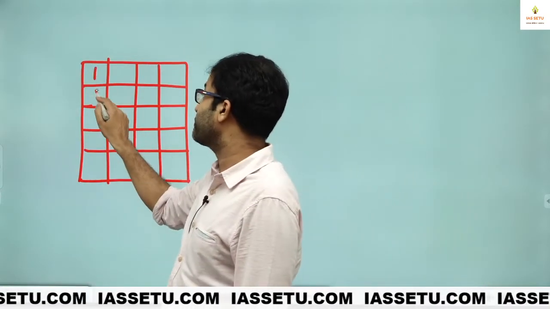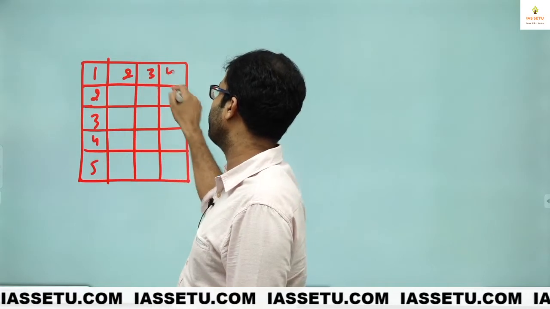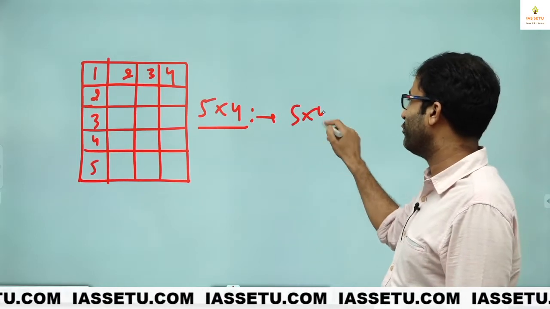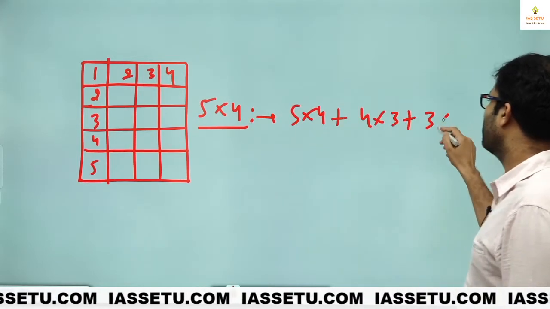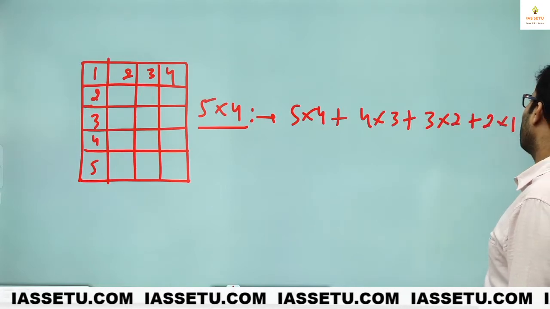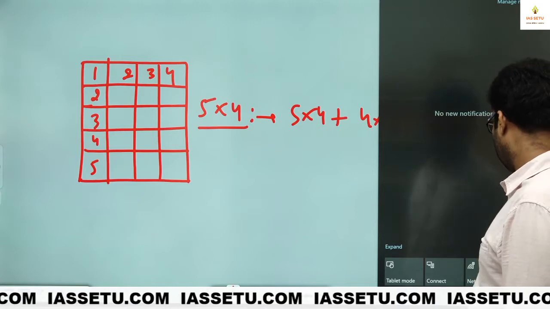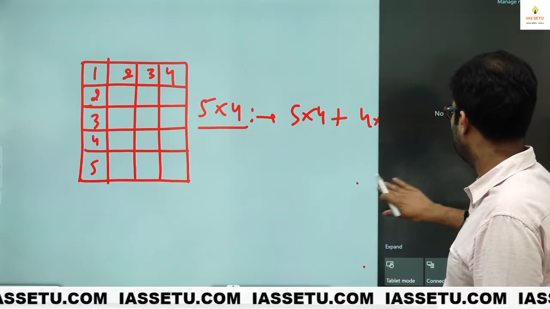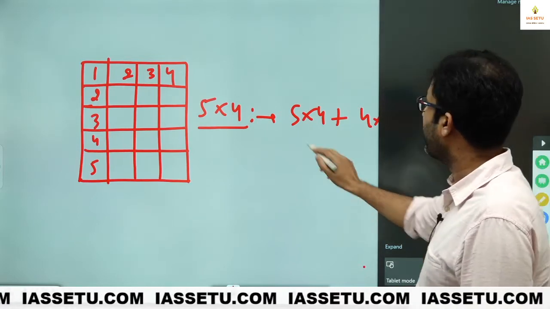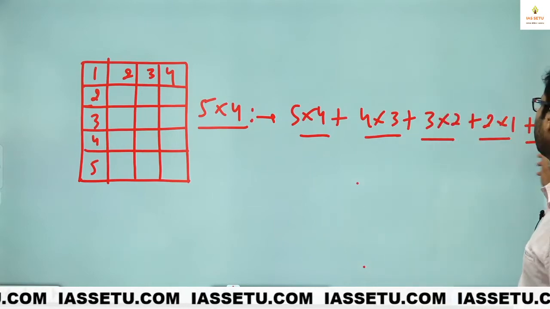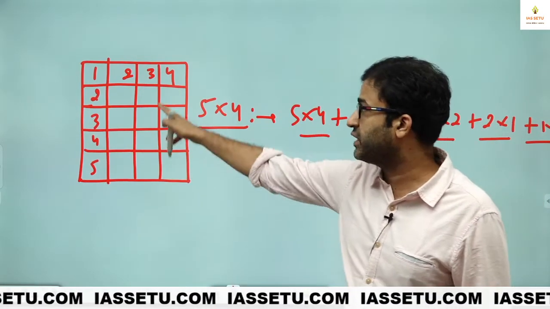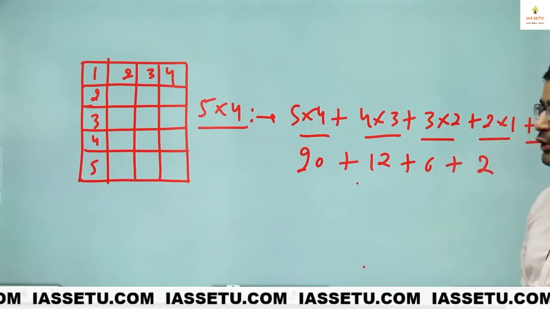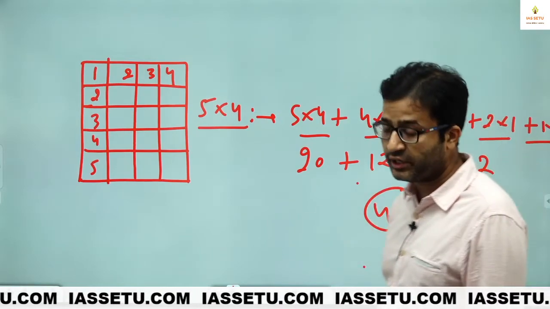So this is 1 2 3 4 5, 1 2 3 4. So this is 5 by 4 figure. So what you have to do, you have to start with 5 into 4 plus 4 into 3 plus 3 into 2 plus 2 into 1 plus 1 into 0. 5 into 4, 4 into 3, 3 into 2, 2 into 1, 1 into 0, because this figure is 5 by 4. So this is 20 plus 12 plus 6 plus 2. So it is 40. So in the given figure, we have 40 squares.